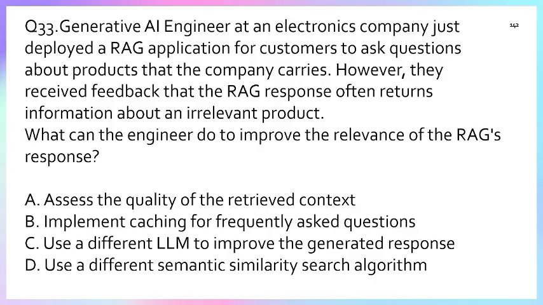Option D, use a different semantic similarity search algorithm. This is a potential solution, but it is a step after assessing the quality of the retrieved context. The first action should be to diagnose the problem. The current algorithm might be fine, but the data itself could be poorly chunked or embedded. Right, so the first step should be assessing the quality of the retrieved context. Option A is the correct answer.